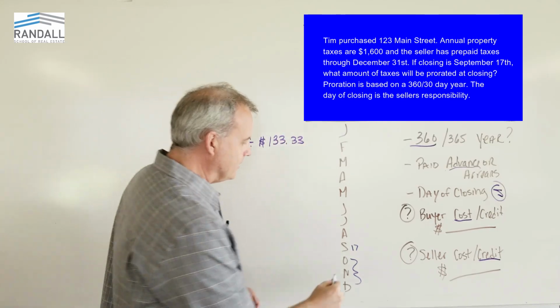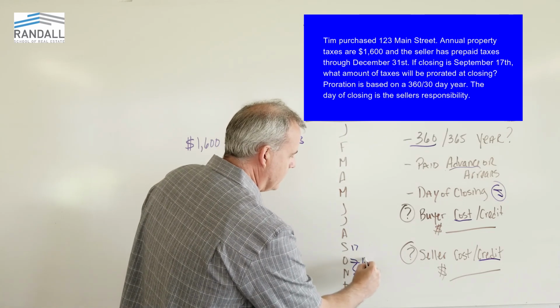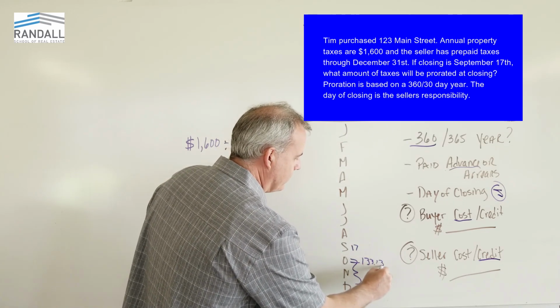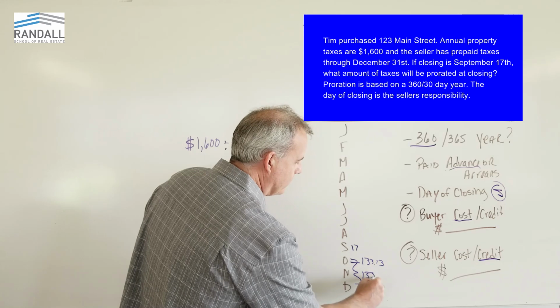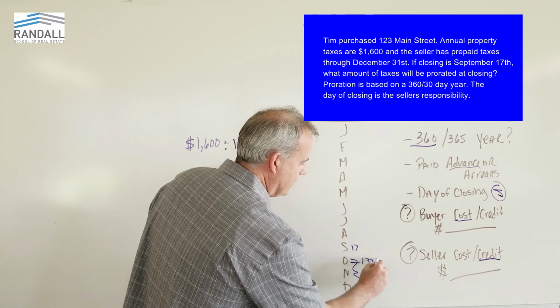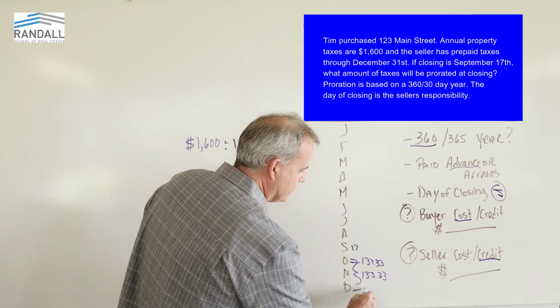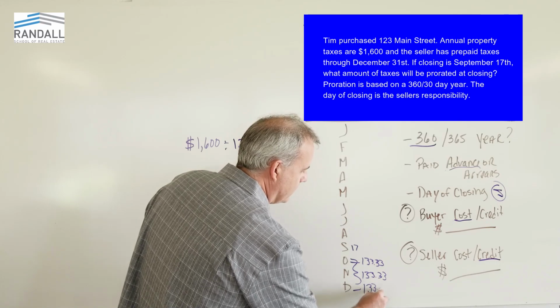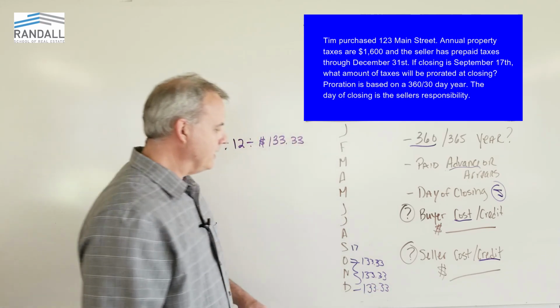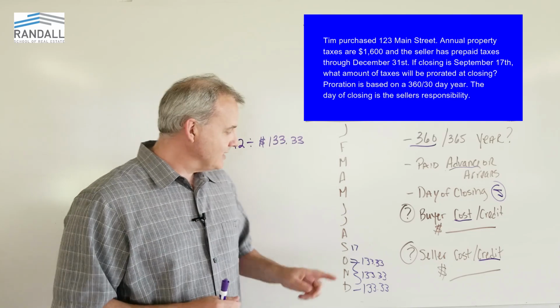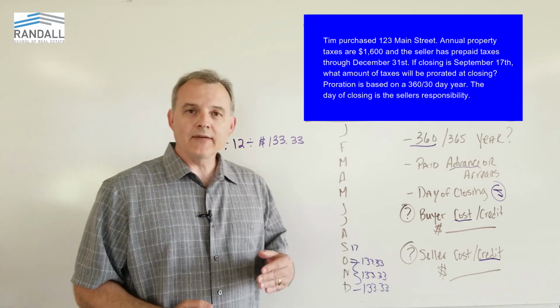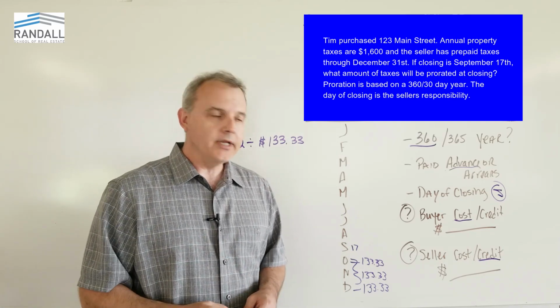So going to our calendar here, we know that October is going to be $133.33. We know November is $133.33. Lots of threes there. And we know that December is $133.33. All right? We also know that closing is the 17th of September, so we're going to have to break that down into per diem.